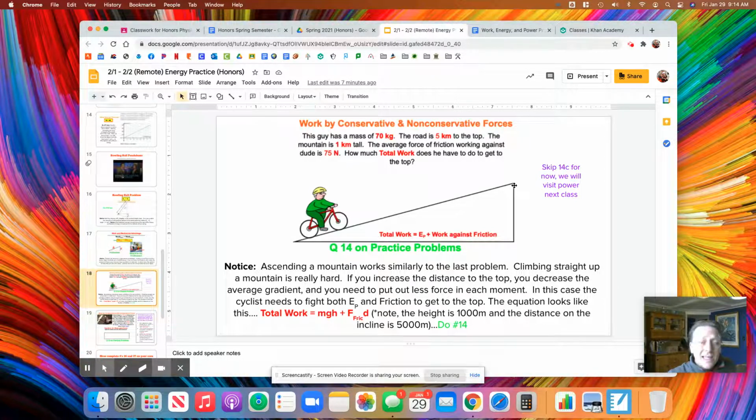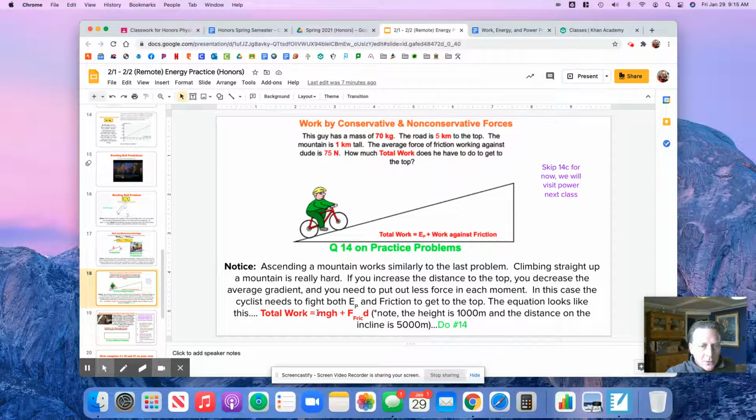But that's not the only work that he did. He also did work against gravity, or increased his gravitational potential energy straight up the slope. And you can sort out how much total work he did through an equation like this right here. There is a part of this problem that has power in it. We're going to visit power next class. So just ignore 14C for now, and we'll just get back to that next class.